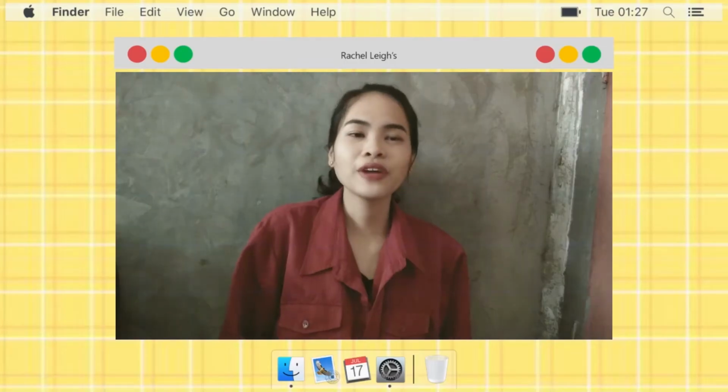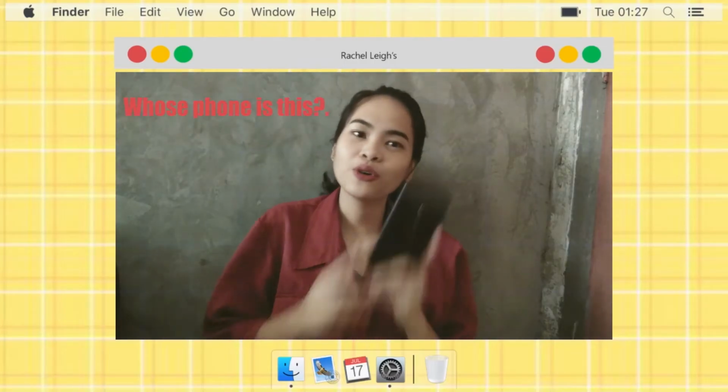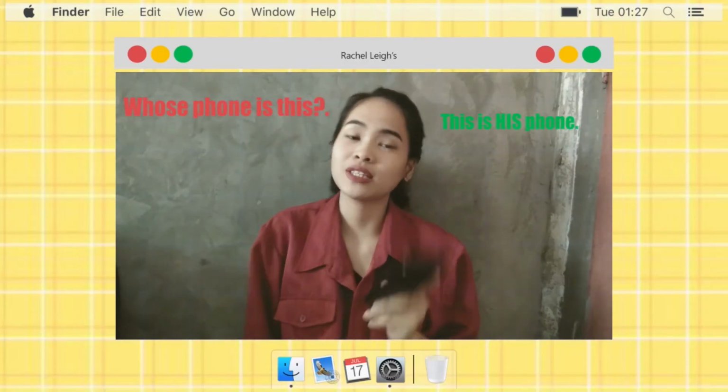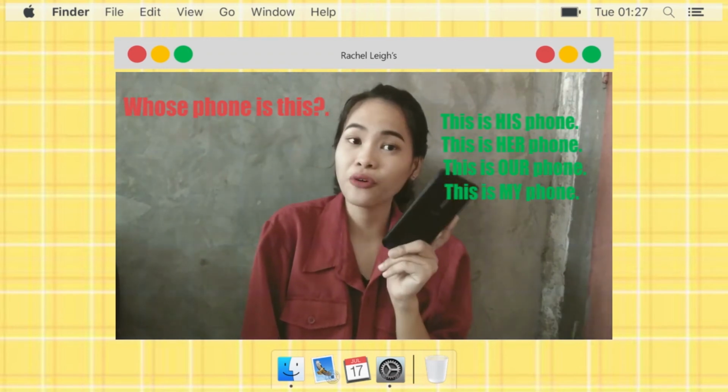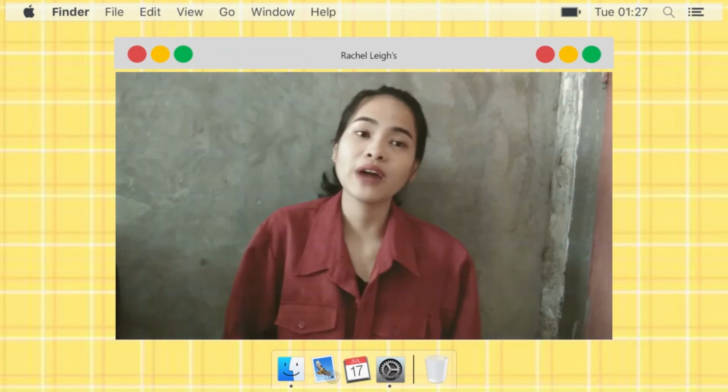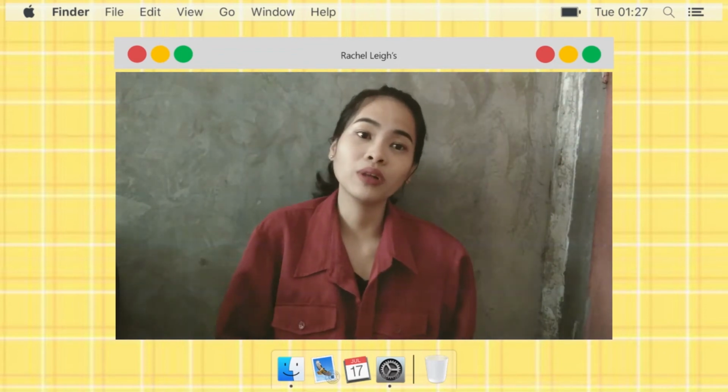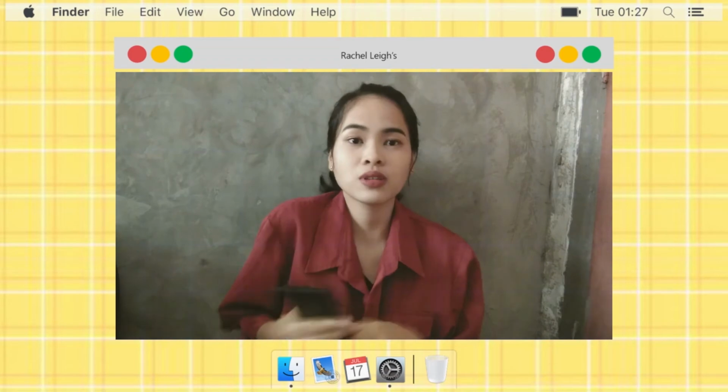For example, when I ask you, whose phone is this? We may answer, this is his phone, this is her phone, this is our phone, this is my phone, or this is their phone. We use possessive adjectives to determine who this phone belongs to, who owns something.